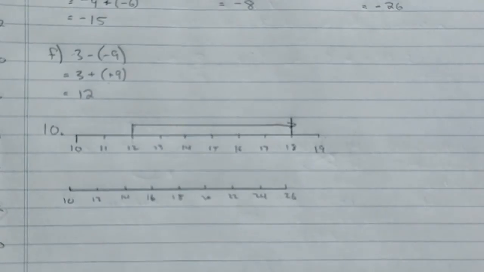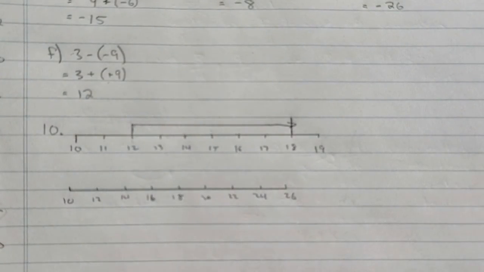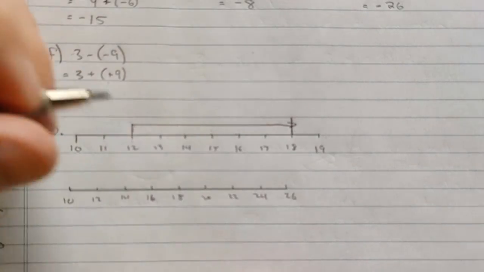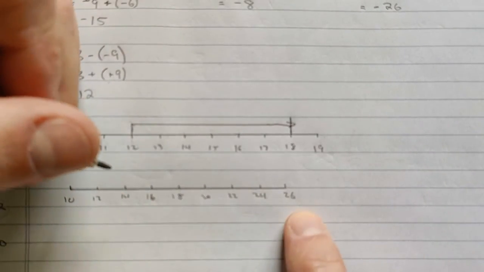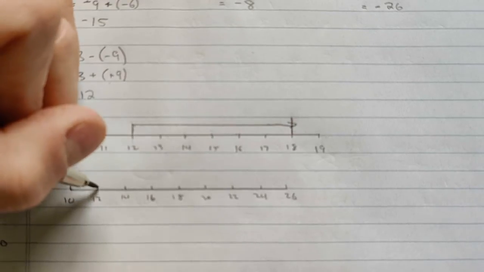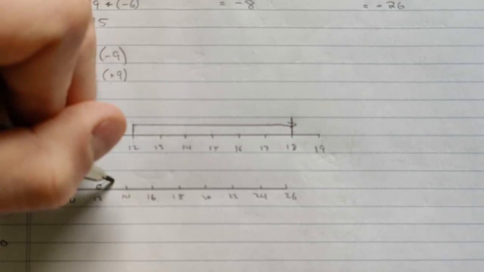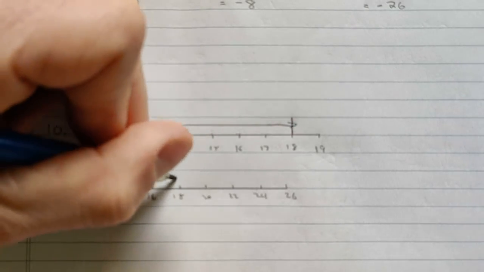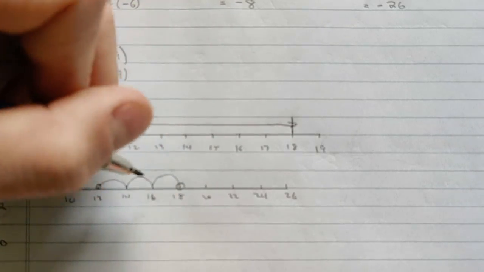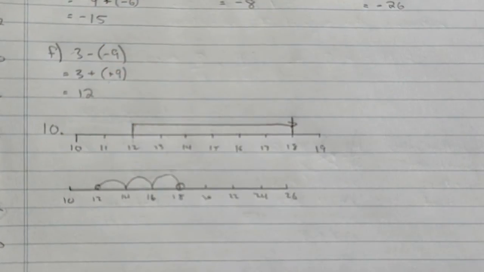So if we start at 10 and go up by 2s, then we have this number line, and if we try and use it, start at 12, go up 2, 4, 6, and end at 18. So it does work. In this case, we can use a number line that starts at 10 and goes up by 2s.